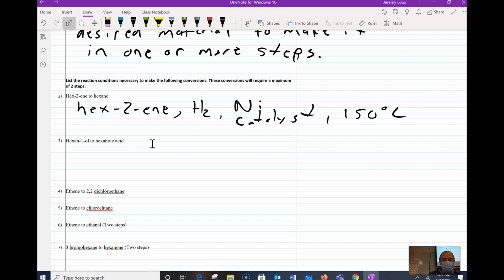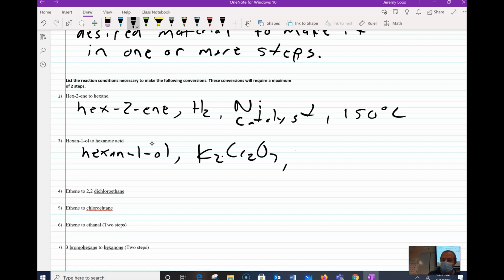So we're trying to make hexanoic acid from hexan-1-ol. This is one of these where we're oxidizing it. You need an oxidizing agent, but I think we should specify one. And if we have to come up with one, potassium dichromate is a good one to specify.